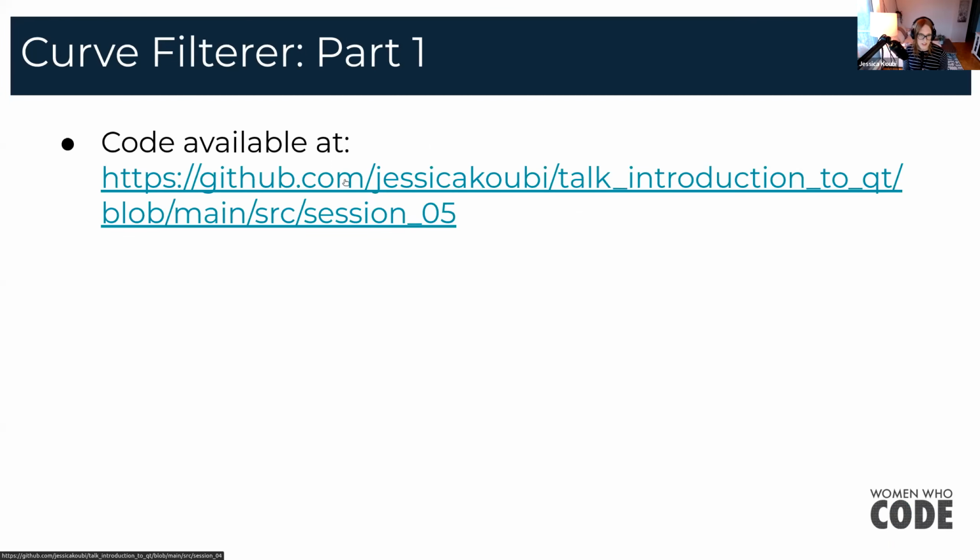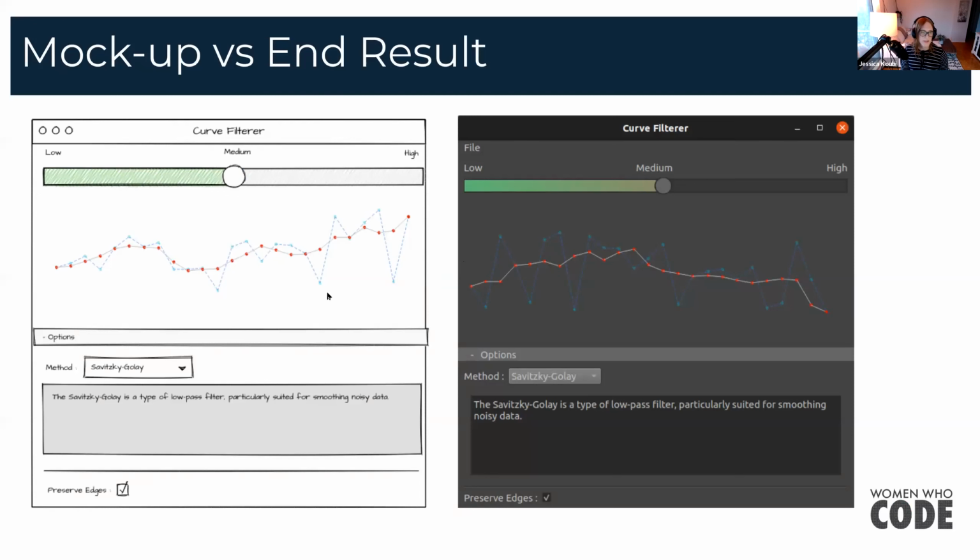So for this session, the code is available under session 5. But since that's the last session we're going to do, you can also go to the curve filter directory, which has the final application. So we want to go from here, as you remember, to here. That's our mockup, and that's what we want to do in the end.